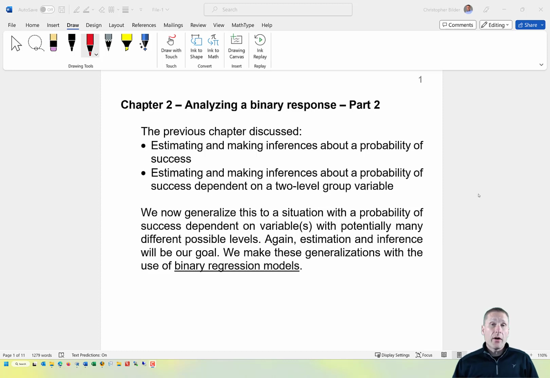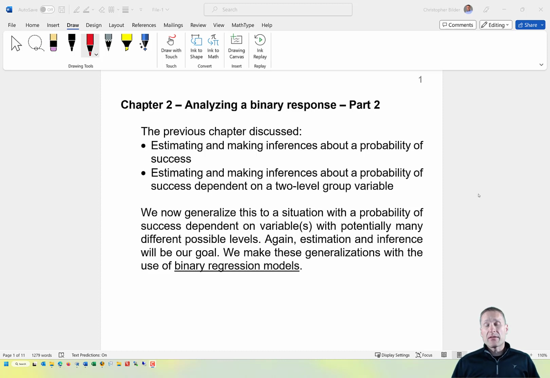So far we've been talking about how to make inferences about a probability of success in one of two different scenarios. One scenario was that we had a population of homogeneous items where we couldn't necessarily differentiate one item from the next. Then we also looked at a situation where we had these items appearing in two different groups, so we could estimate the probability of success and make inferences about it for group 1 and group 2.